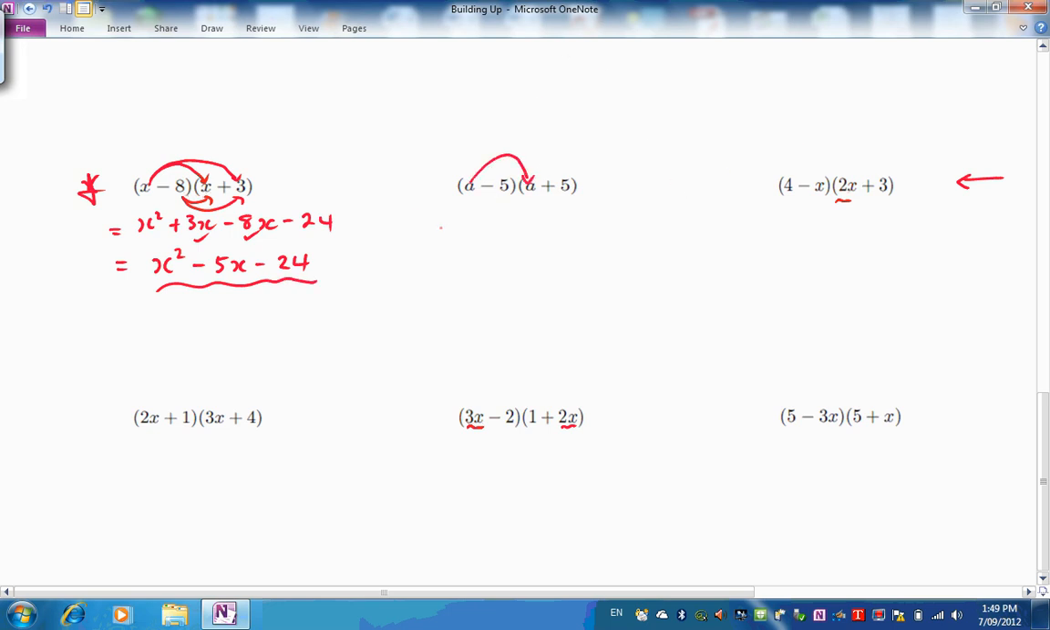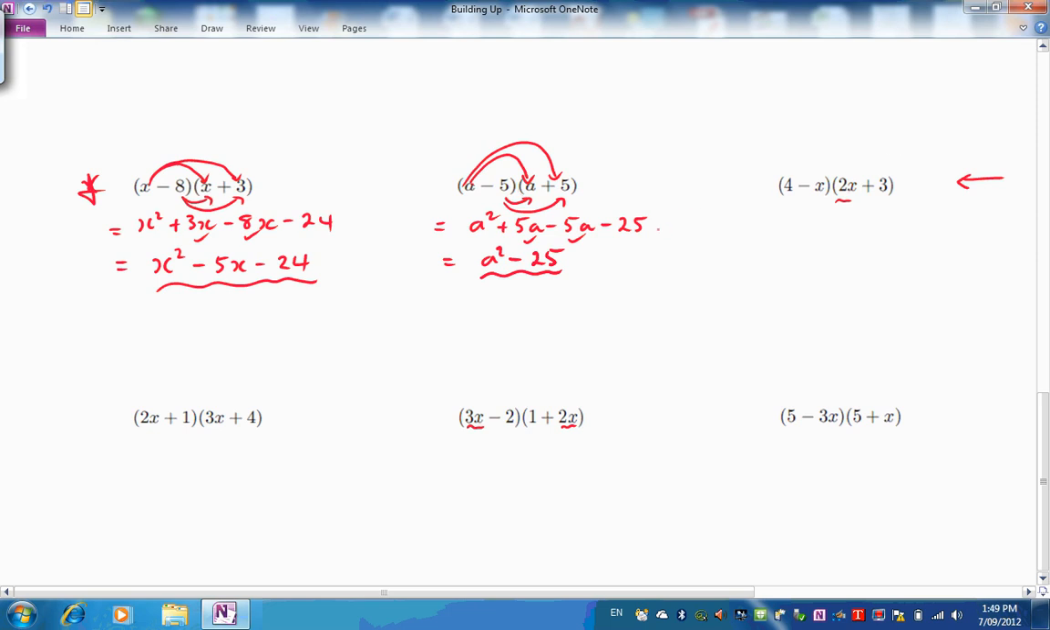A by a is a squared. A by positive 5 is plus 5a. Then we've got neg 5 by a is neg 5a. Then neg 5 by positive 5, neg 25. That's one of those again. A squared, and we've got plus 5a, take 5a, that's no a. So we'll just get rid of this, because down the end here we've got neg 25.